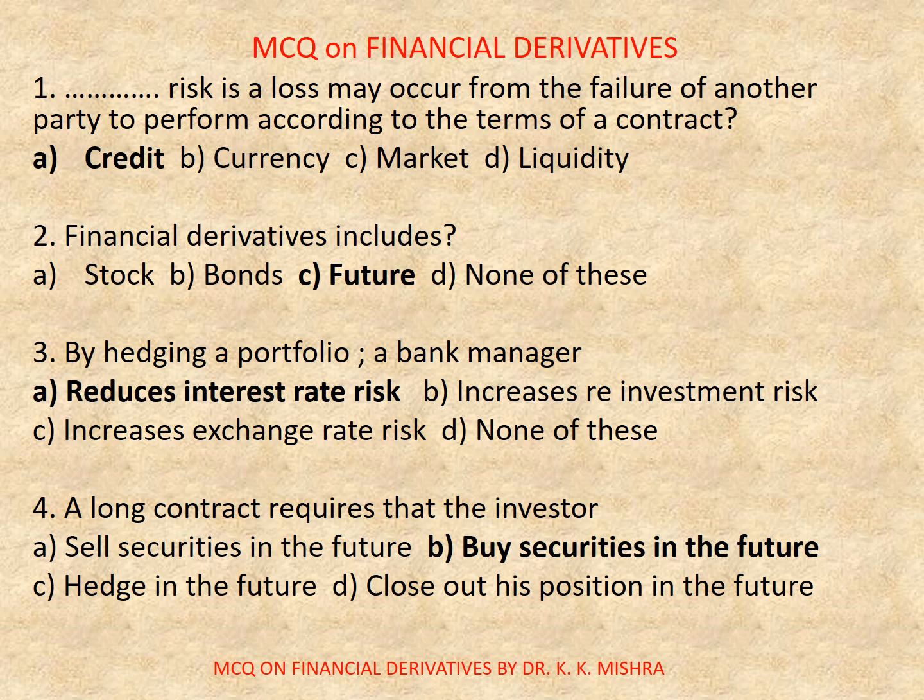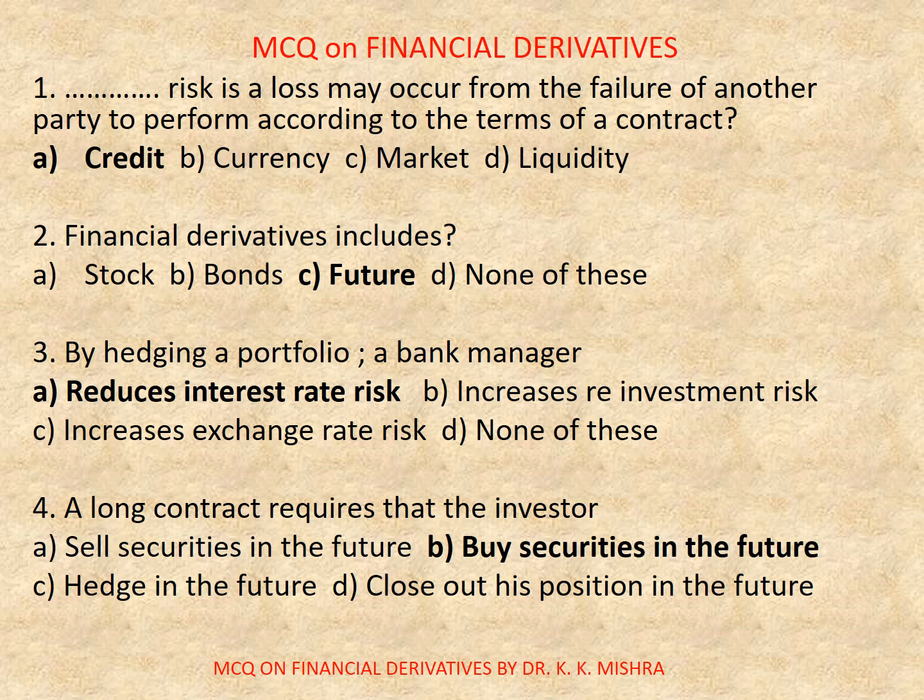Question number 3. By hedging a portfolio, a bank manager. Options are A. Reduces interest rate risk, B. Increases reinvestment risk, C. Increases exchange rate risk, D. None of these. Correct option is A. Reduces interest rate risk.